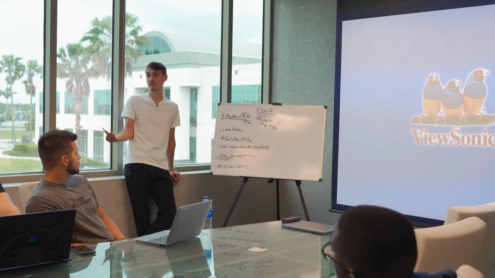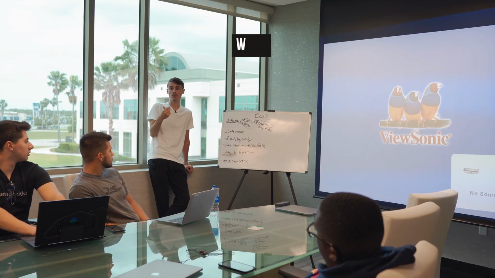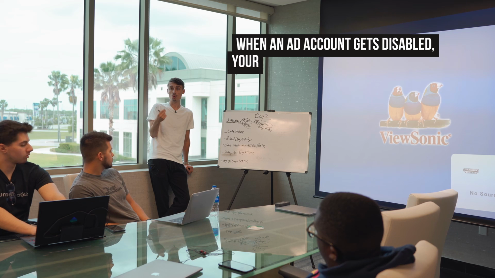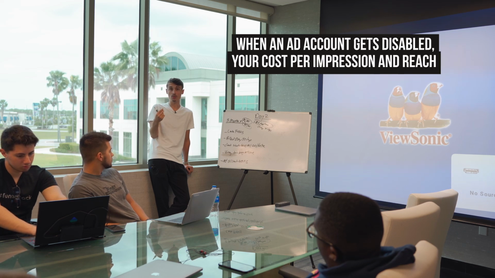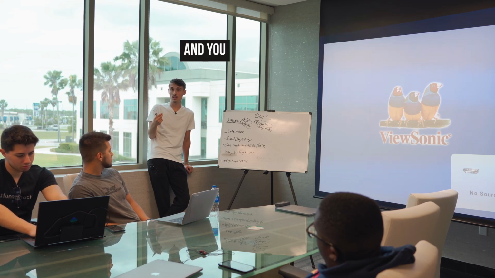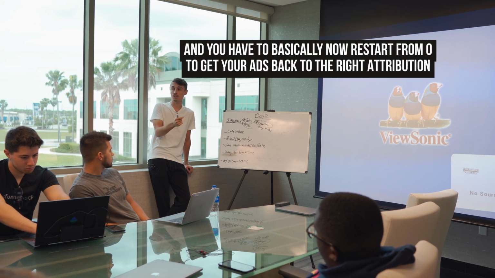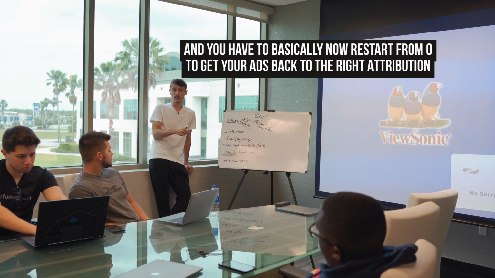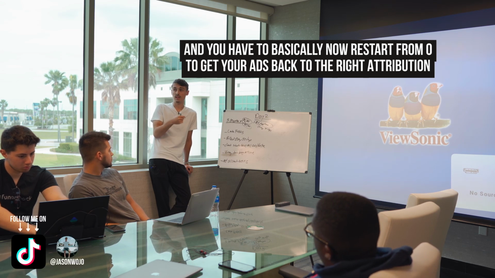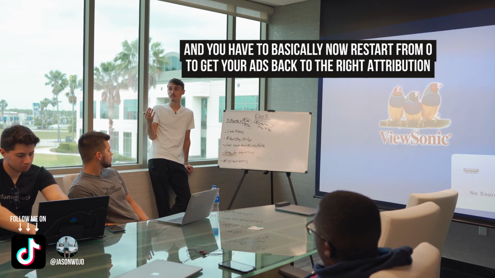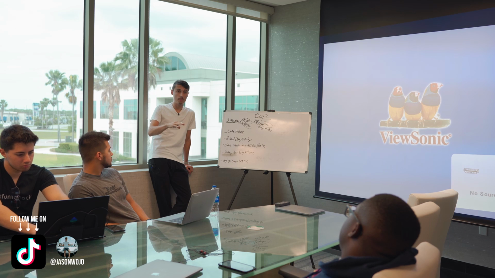Because technically it does. I don't know if you guys know this, but when an ad account gets disabled, your cost per impression and reach goes a lot higher. And you have to basically restart from zero to get your ads back to the right attribution. That's a real thing. Also, if it gets disabled more than twice, your account quality is now dropping.